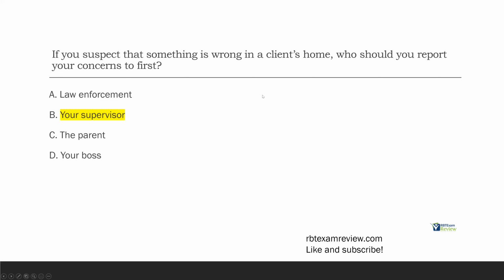If something's going wrong in the client's home, you're really not going to want to go to the parent first. It might be them causing the issue. Your boss might be different than the supervisor. They may not know anything about the client. And then jumping to law enforcement, don't do that. Talk to your supervisor first, and then you can proceed from there.